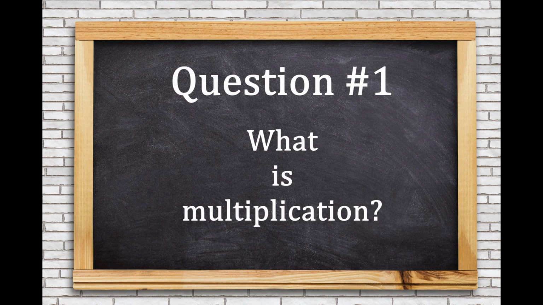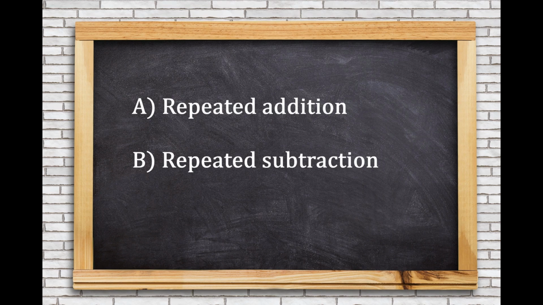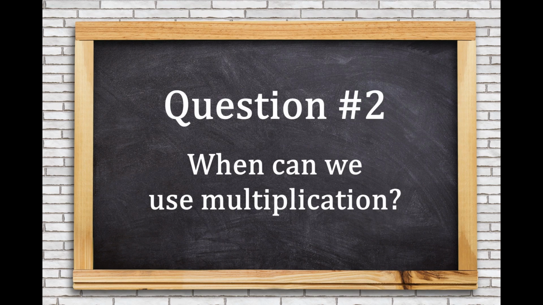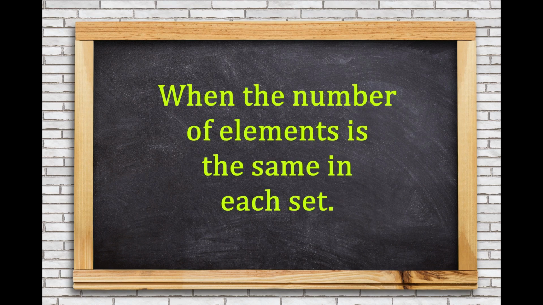Question number 1, what is multiplication? Is it A, repeated addition, or B, repeated subtraction? The answer is A, repeated addition. Question number 2, when can we use multiplication instead of addition to find a total amount? The answer is when the number of elements in each set we are adding is the same.